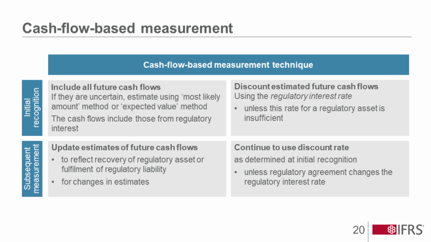The measurement also involves discounting all of the cash flows arising from a regulatory asset or regulatory liability, including those related to regulatory interest, and in most cases, using the regulatory interest rate as the discount rate. The exposure draft proposes that the discount rate established at initial recognition would be kept unchanged unless the regulatory agreement changes the regulatory interest rate. So, Tadeu, would all regulatory assets and regulatory liabilities be measured using the cash flow-based measurement technique we just described?